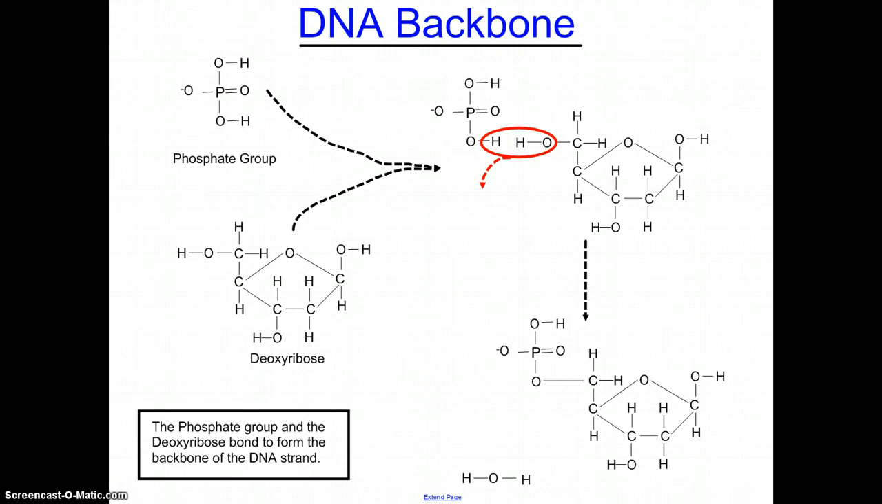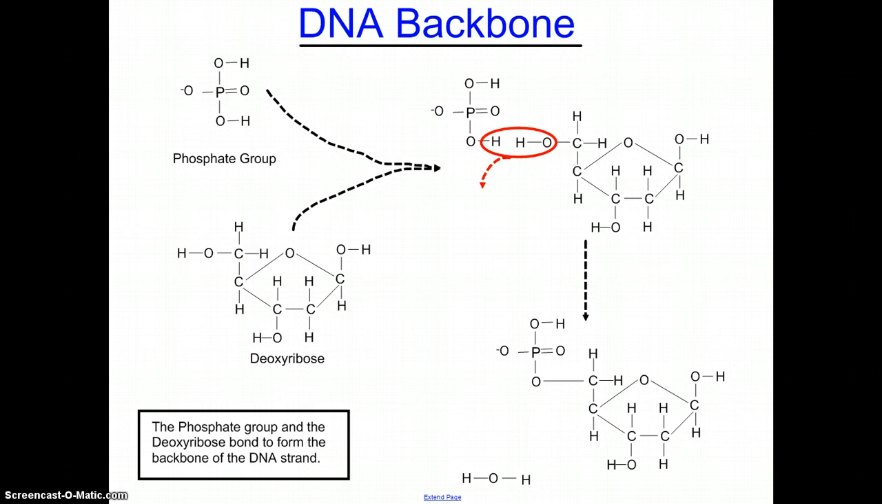Very close. They are the phosphate group and the deoxyribose. The other parts would be the four bases: cytosine, thymine, adenine, and guanine. We'll get to those soon. Okay, first thing we're doing though is we're looking at the backbone of DNA.